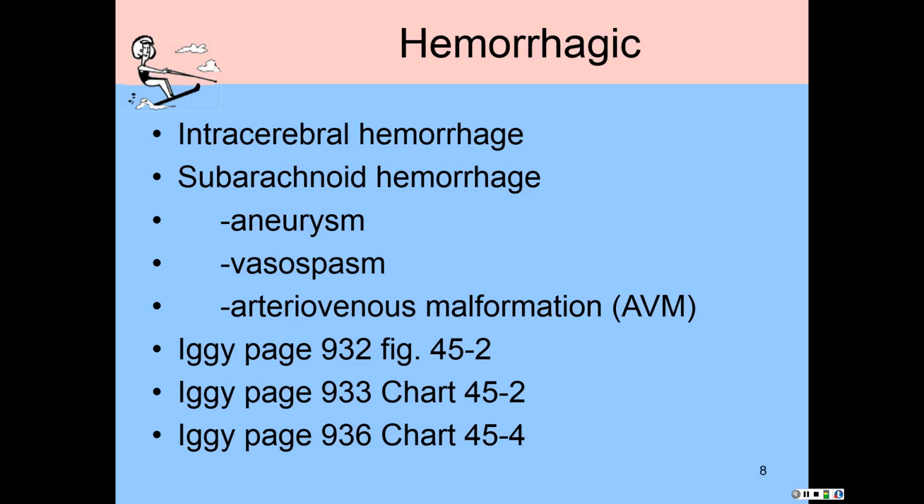Subarachnoid hemorrhage is bleeding into the space surrounding the brain. This is the space between the pia mater and the arachnoid layers of the meninges covering the brain. Usually, this is caused by a ruptured aneurysm or from an arteriovenous malformation, which we're going to discuss a little bit more in detail.